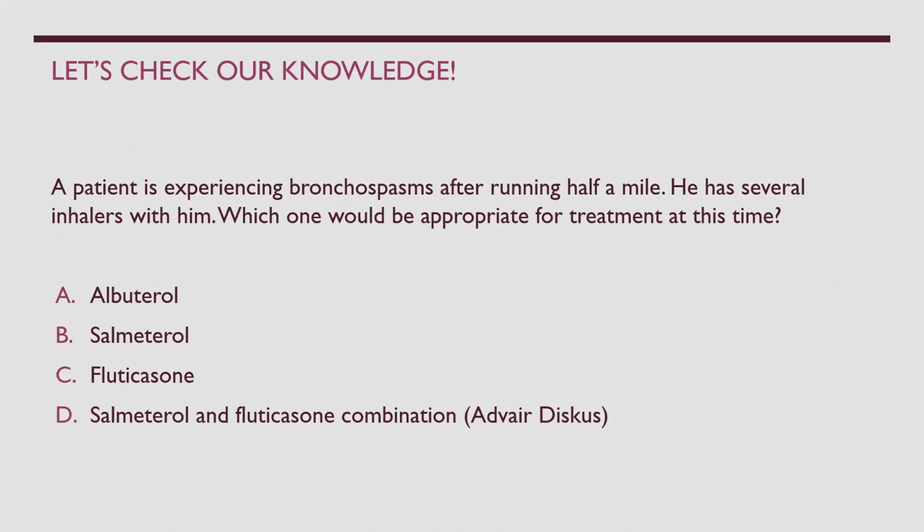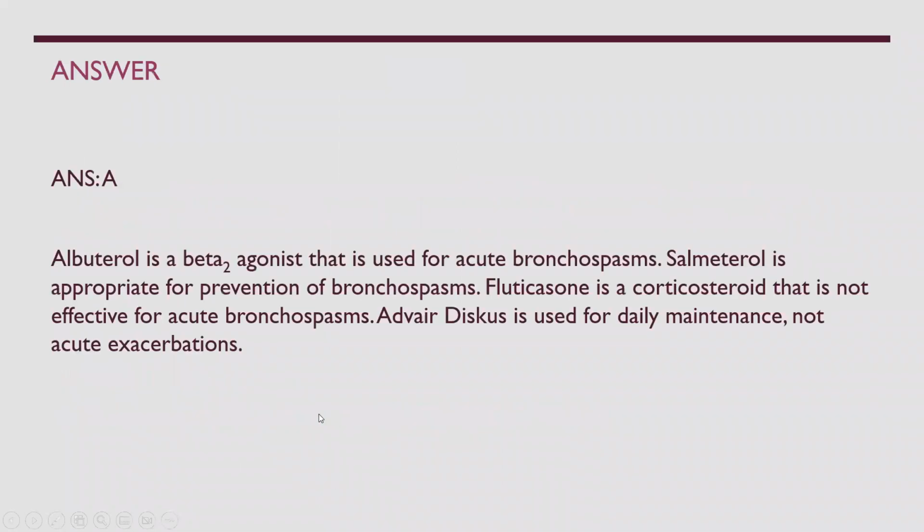Okay, so a patient is experiencing bronchospasms after running a mile. He has several inhalers with him. Which one would be appropriate for treatment at this time? A, the albuterol. Yes, exactly. Albuterol is for our bronchospasms. Salmeterol, is that one an acute, or is that a rescue or a maintenance steroid? A maintenance. Yes, that one's maintenance. And fluticasone, is that a bronchodilator, steroid, or what is that one? A steroid. And then that salmeterol and fluticasone combination, is that one is once again a maintenance dose.